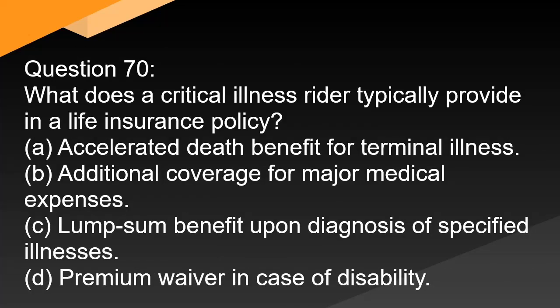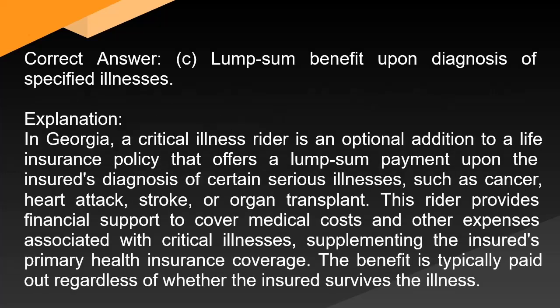Question 70. What does a critical illness rider typically provide in a life insurance policy? Correct answer: C. Lump sum benefit upon diagnosis of specified illnesses. Explanation: in Georgia, a critical illness rider is an optional addition to a life insurance policy that offers a lump sum payment upon the insured's diagnosis of certain serious illnesses, such as cancer, heart attack, stroke, or organ transplant.